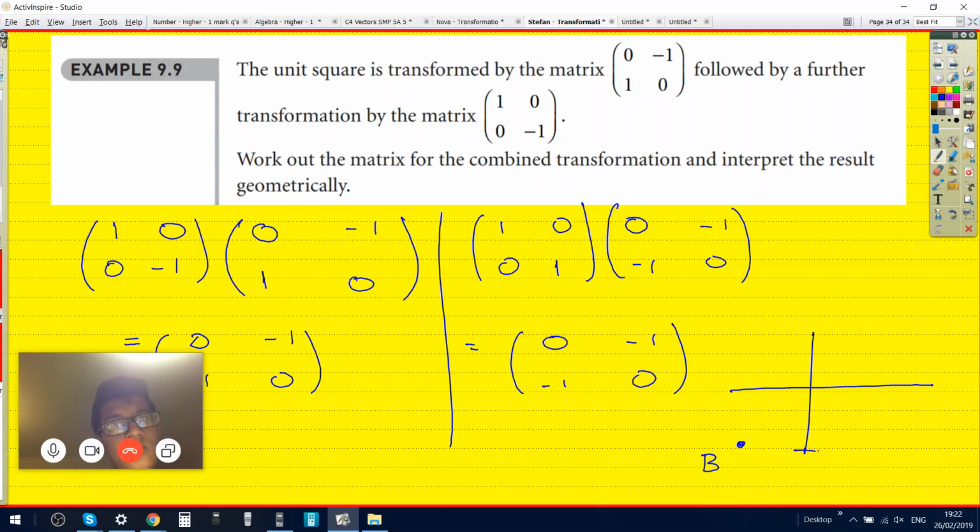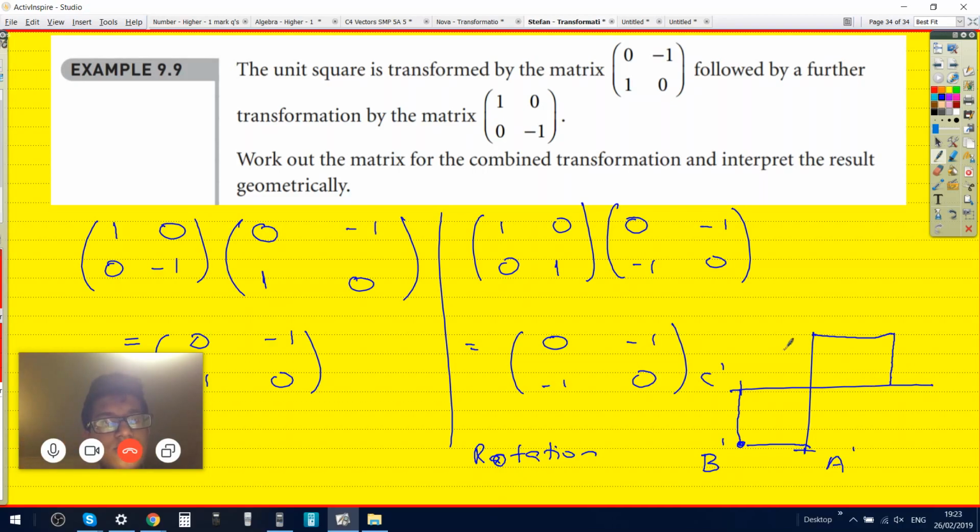So 0 minus 1 is 1 down. Minus 1, 0 is 1 left. And so the unit square starts here. It's now here. And so how would you describe the change? You could say rotation by... Yeah, rotation... Yeah, sorry, so rotate by 90 degrees anti-clockwise.